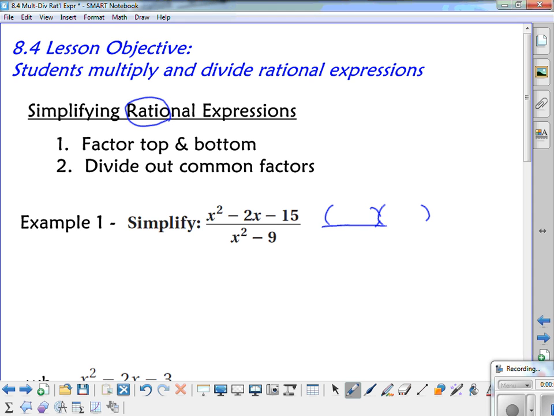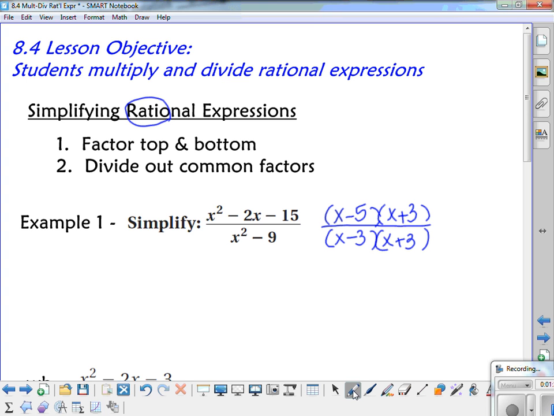So what do you guys think that one's going to factor to on top? X minus 5, x plus 3. The rest of you agree? Okay, and what kind of binomial do I have on the bottom? Difference of squares, right? So that one is, we have different signs. We end up with x minus 3, x plus 3.